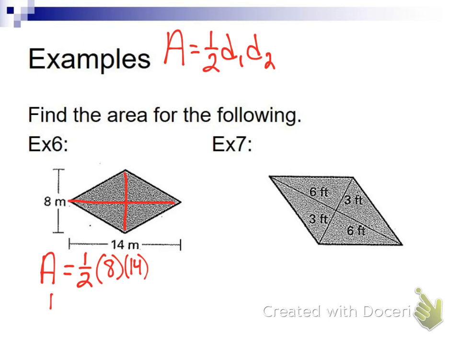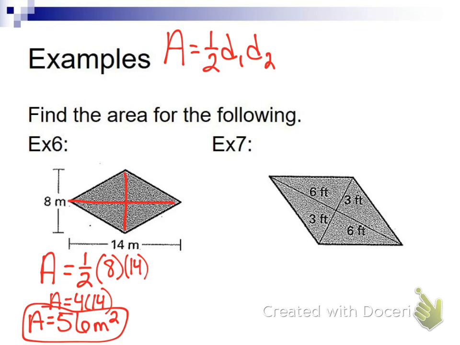So if you take half of 8, what do you get? 4 times 14 is 56. What are our units? Meters squared. Why do we square it? It's area. We always square our area units.